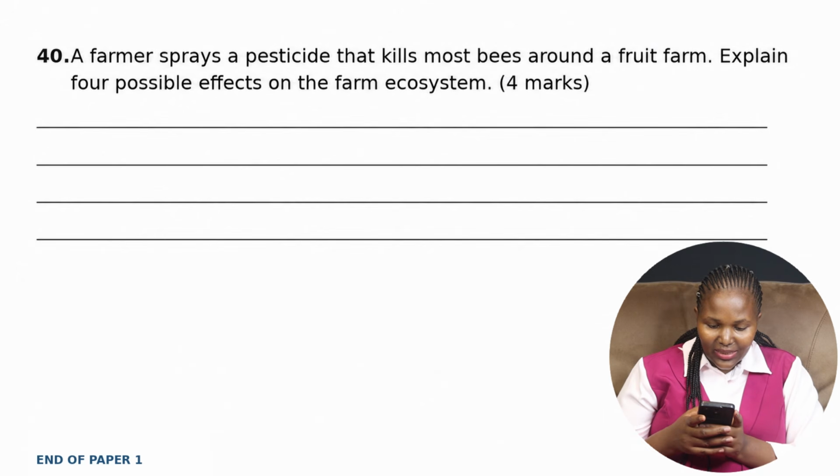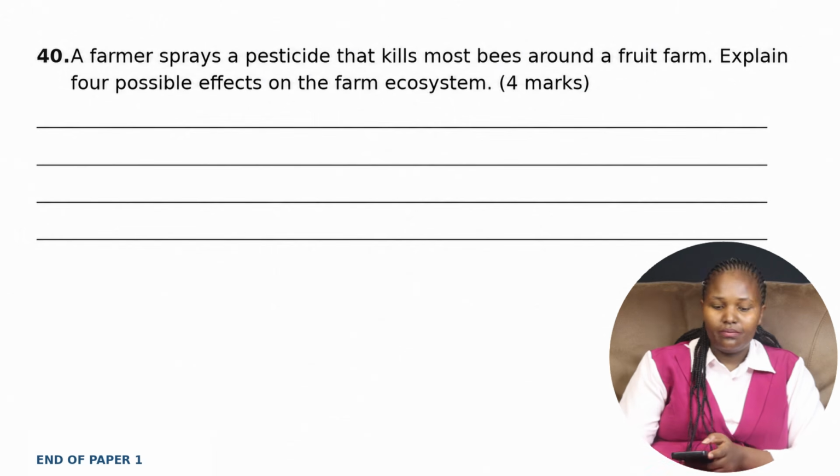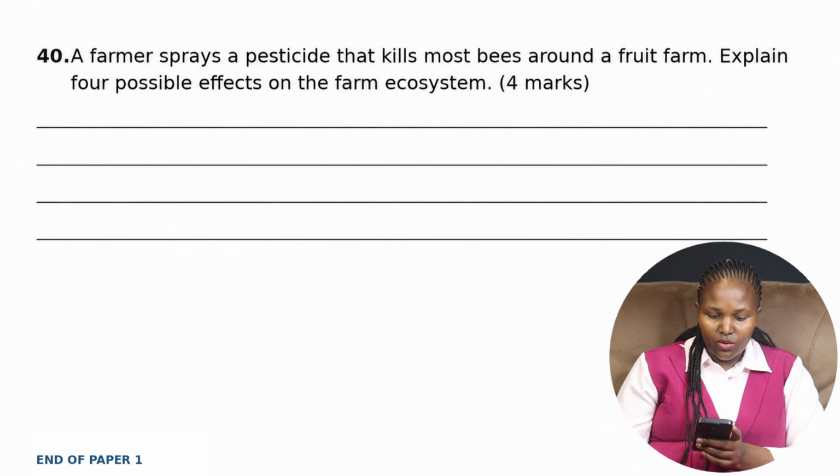Then question number 40. A farmer sprays a pesticide that kills most bees around a fruit farm. Explain 4 possible effects on the farm ecosystem. So for this question 40, we have a farmer, and this farmer is spraying a pesticide, and this pesticide is going to kill most bees around a fruit farm. Definitely there are going to be effects. And what is one of the effects?